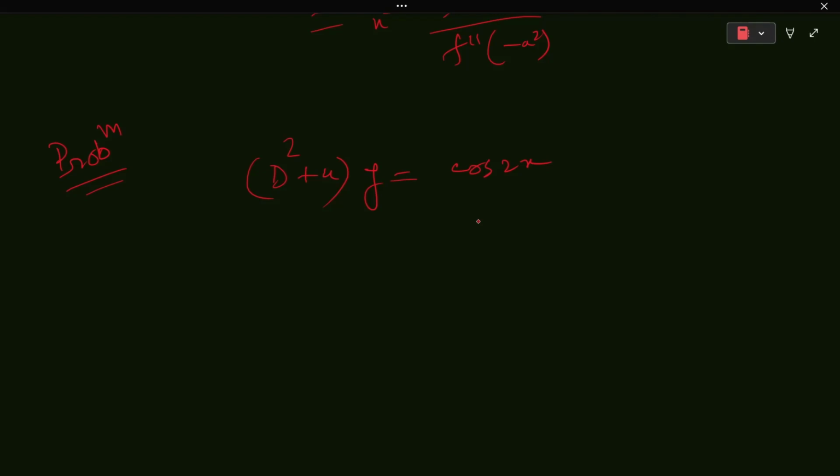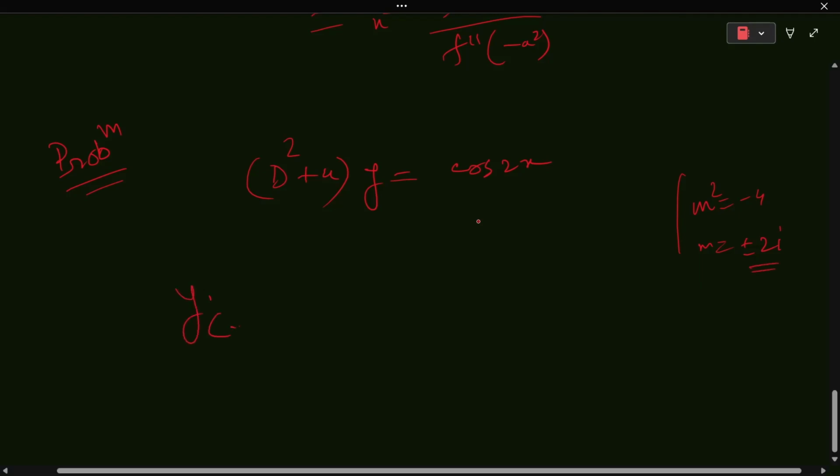Okay, so I request you guys to do the part of the complementary function by yourself. I think D square plus 4. So what will we have? We will have m square plus 4. That is, yes, a complex conjugate part is there, because m square plus 4 equal to 0 means m square equals minus 4. If we find m square equal to minus 4, then m is plus minus 2i, because root over minus 1 is i, so the complex conjugate parts are there.